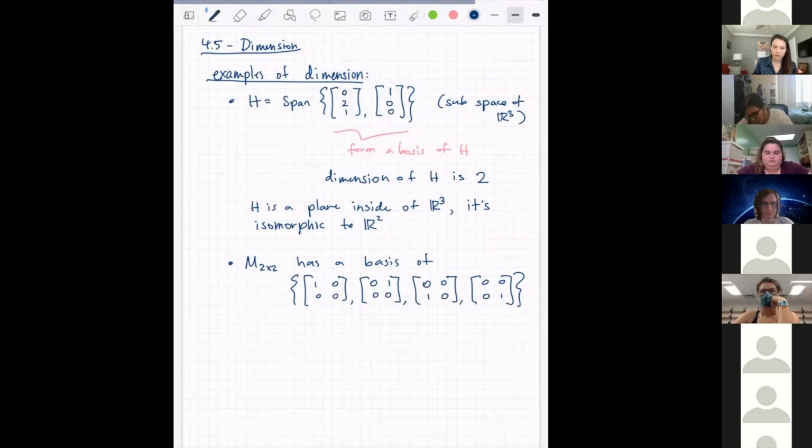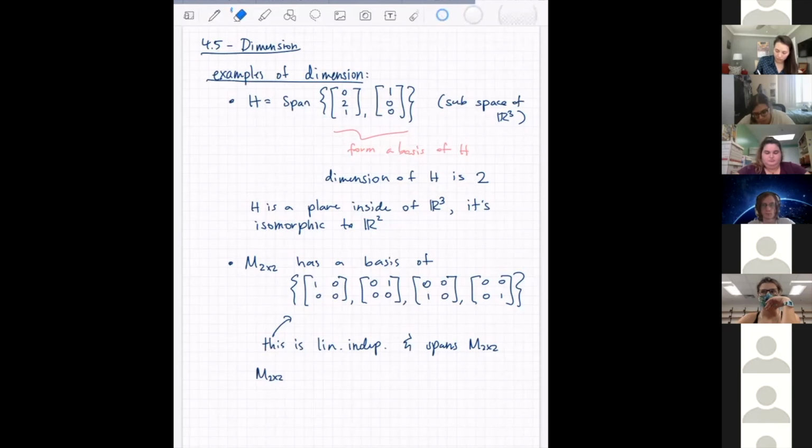So they do span this space. And also showing that they're linearly independent isn't too hard either, right? So this is linearly independent and spans this space of 2x2 matrices, right? Okay, so there are 4 matrices in this basis. That means that this space M, the 2x2 matrices, is 4-dimensional, right?